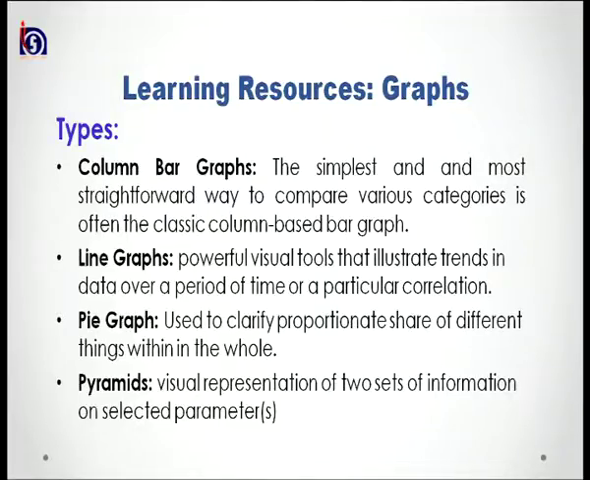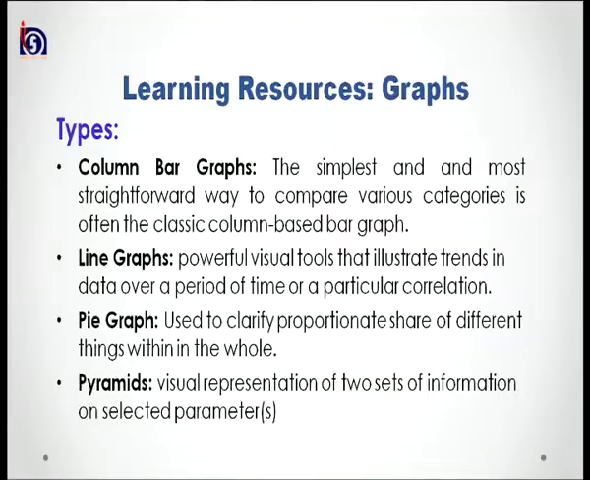Now coming to different types of graphs, we are having column bar graphs. Column bar graphs are the simplest and most straightforward way to compare various categories and is often the classic column-based bar graph. Then we are having line graphs. Line graphs are powerful visuals to illustrate trends in data over a period of time or a particular correlation. Then we are having pie graphs. Pie graphs are used to clarify the proportionate share of different things within the whole.